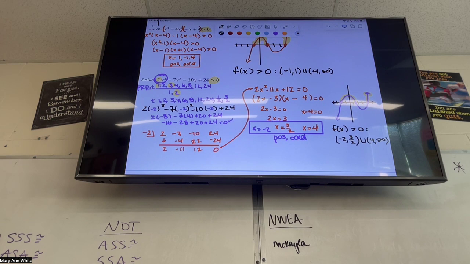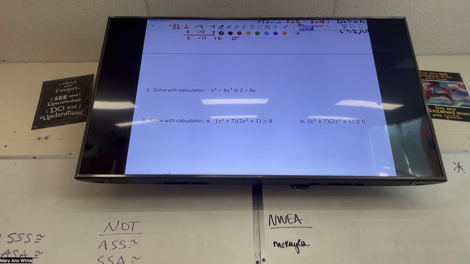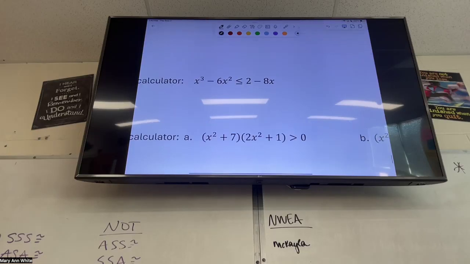All right, when you're done, flip your paper over. That wasn't too bad. I think I have a couple with your calculator. Do you think you can do 5 and 6 in the calculator? On number 5, can you move everything to one side and then graph it? I'll do it silently up here, but it sounds like you know what you're doing, so I'll let you do it by yourself.